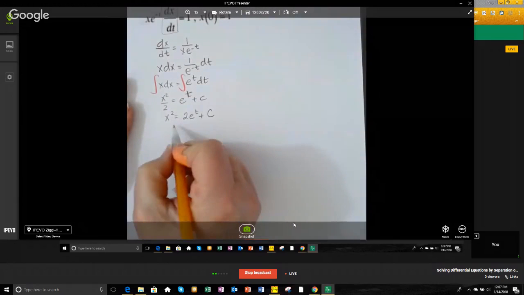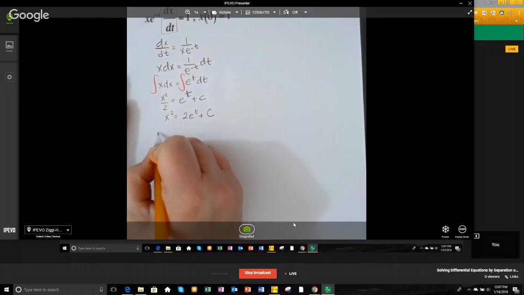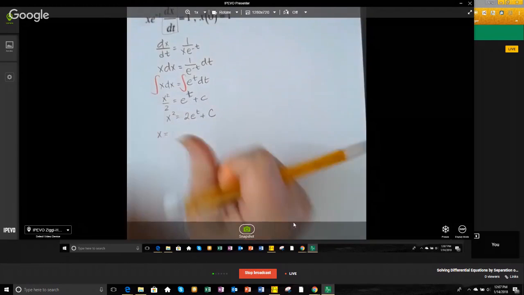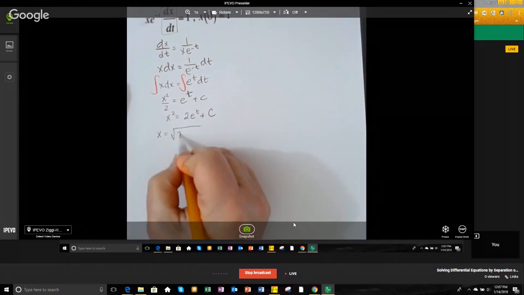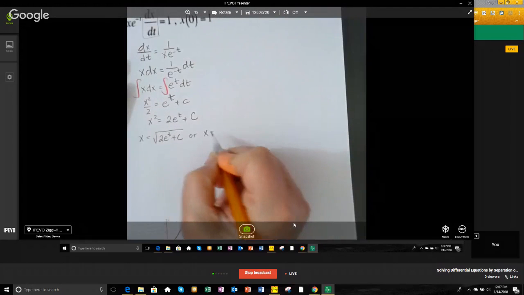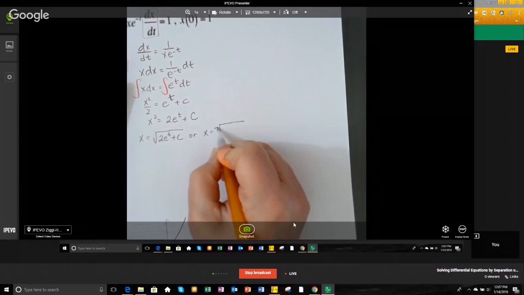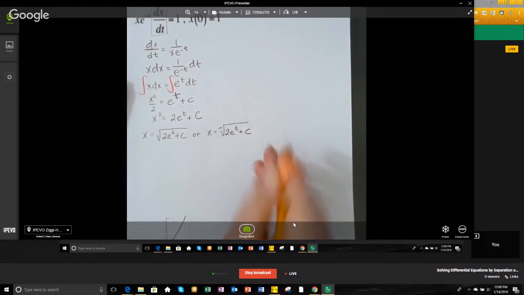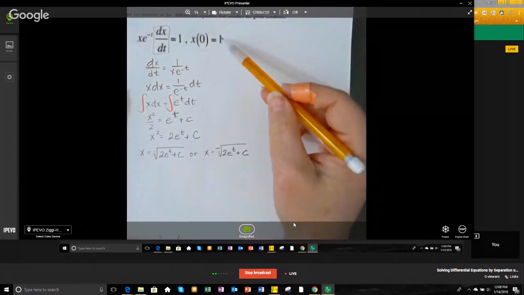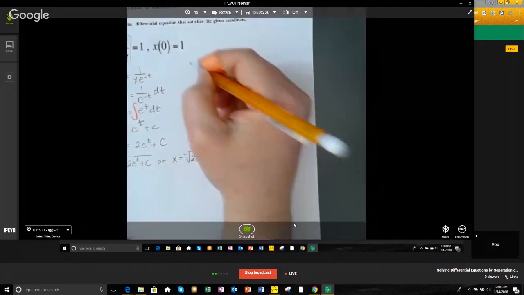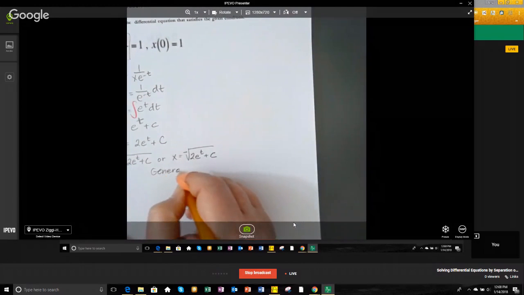And now I have to solve for x. To take the square root of both sides, I'll get two solutions. I'll get a positive solution, which is x equals, let me take the square root here so we have some room, the square root of 2e to the t plus c, or x equals the negative square root of 2e to the t plus c. Now, our problem gives us the initial condition 0, 1. So I'm going to solve, this is the general solution.